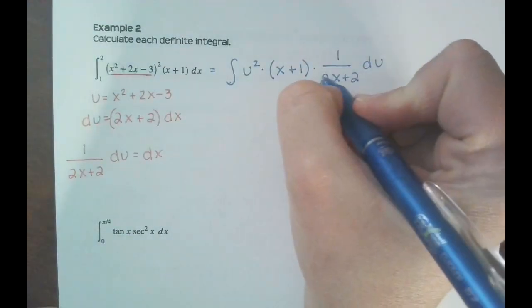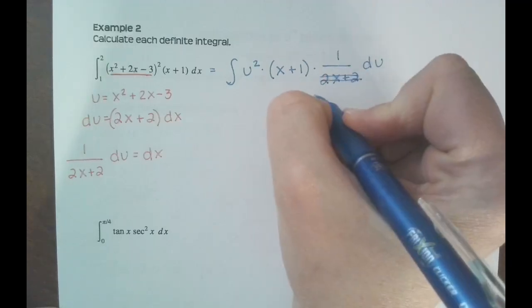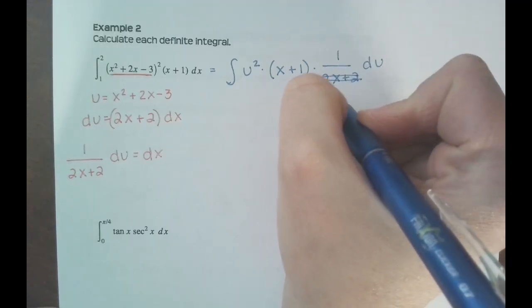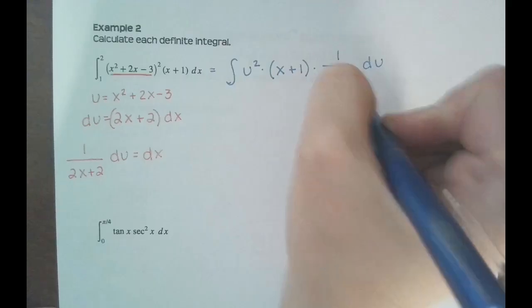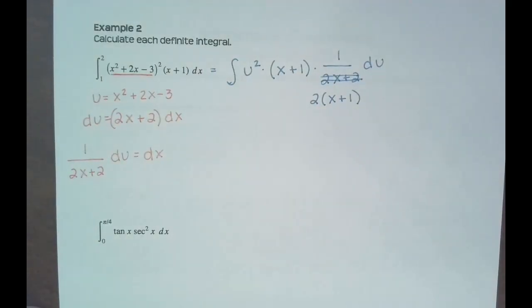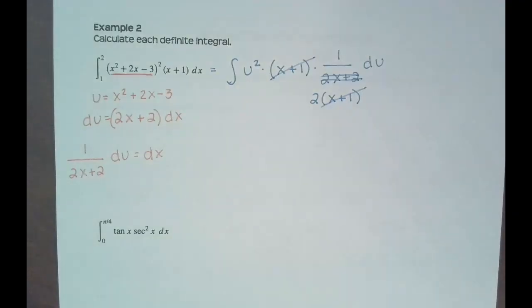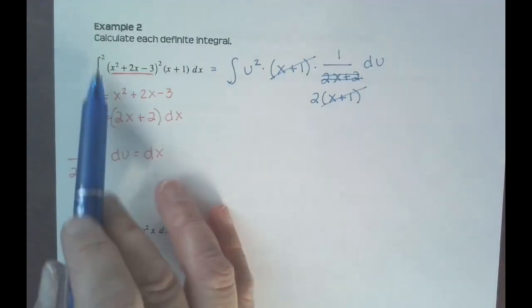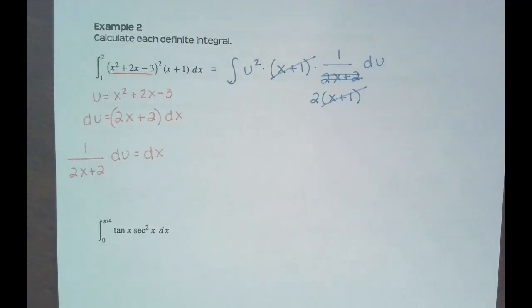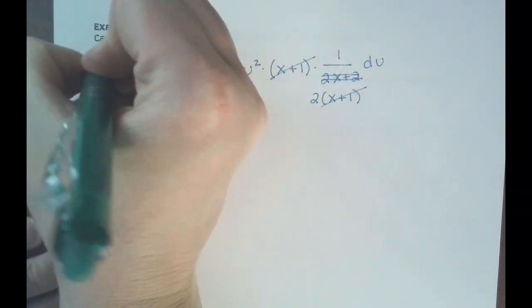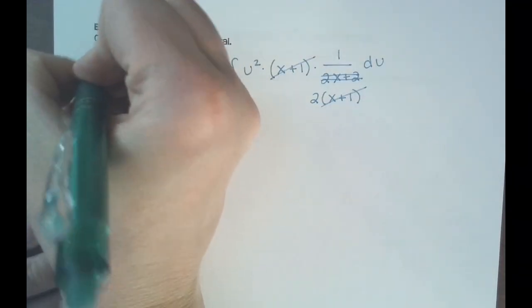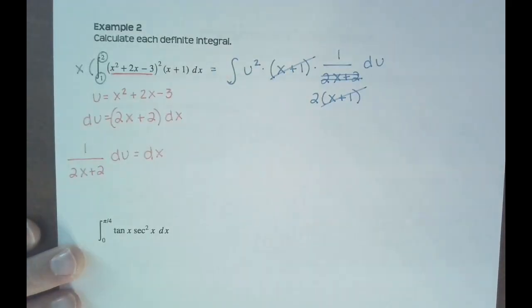This 2x plus 2 could be rewritten as 2 times x plus 1. So I factored out a 2 there, and that now allows me to get rid of my x plus 1s. Okay, so sometimes you've got to do a little bit of algebra there. Now I'm going to rewrite this integral all cleaned up, but before I do that, I do want to talk about these endpoints. So these endpoints back here, the 1 and the 2, those are referring to x values, right?